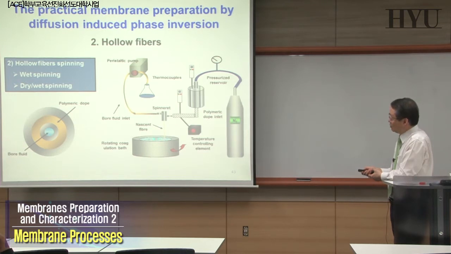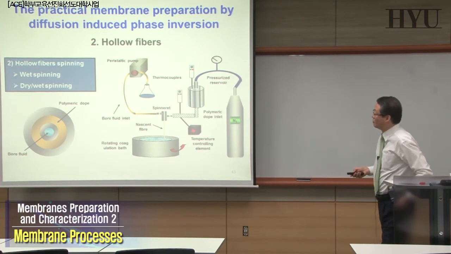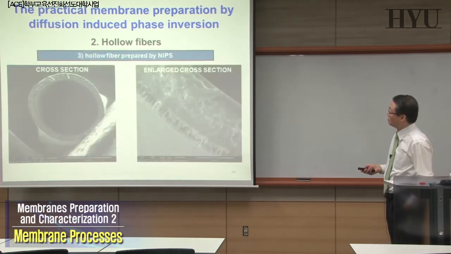And the temperature of the coagulation bath is very important. The type of coagulant is very important as well. And the polymer solution content, polymer dope flow rate, bore flow rate, and type of the bore are very important properties in determining the final morphology of your hollow fibers.